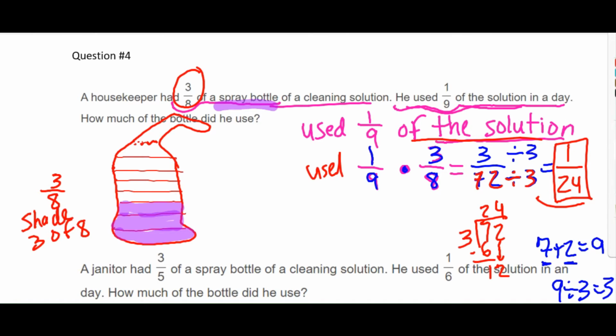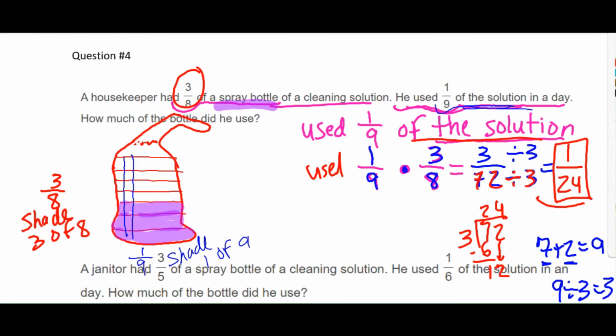And then he used 1/9 of the solution. So I needed to take this 3/8 and I need to figure out what is 1/9 of it. That is multiplication. So I need to put 1/9 down here and I need to shade 1 of 9. So I'm going to go ahead and put ninths going in the other direction, so that I need 8 lines.